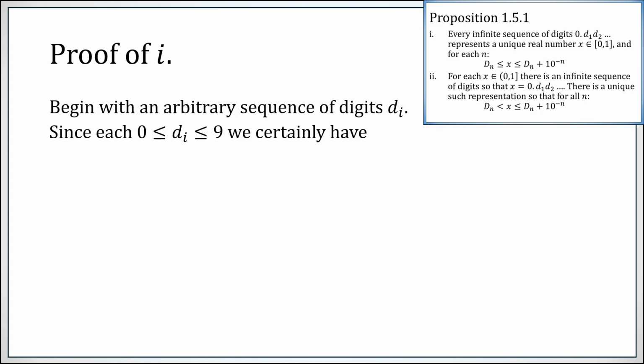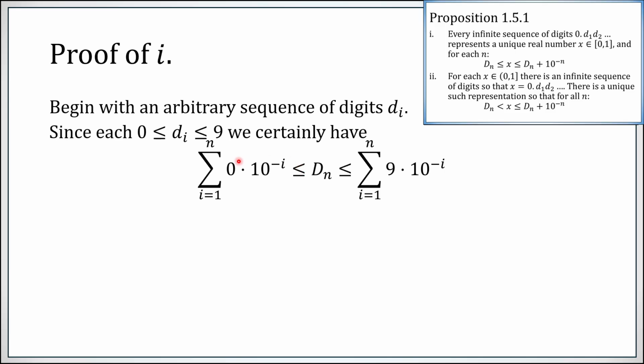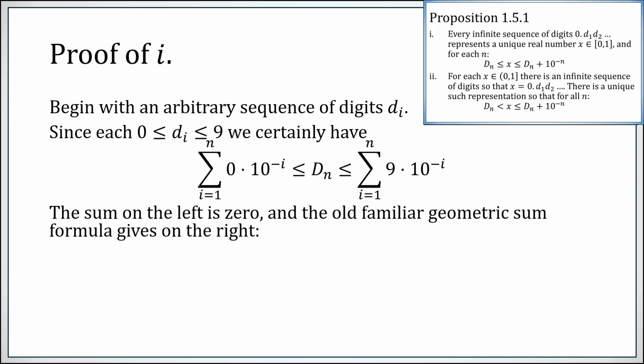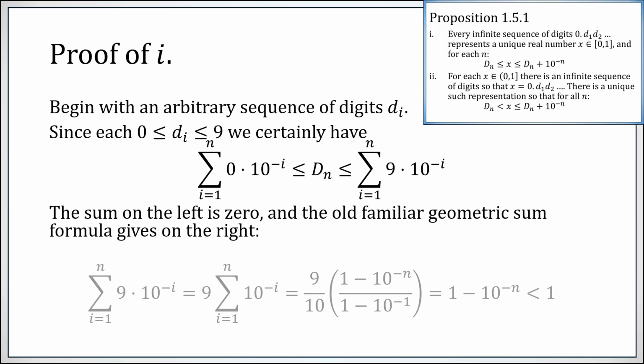Since every digit is between 0 and 9, certainly the sum of the digits is at least as big as all of them being 0 and not quite larger than all of them being 9. The sum on the left is just 0. It's a finite sum of a bunch of zeros. And one may prove the geometric partial sum formula, which will give a concrete expression for the right, being 1 minus 10 to the minus n, which is 1 minus something, definitely less than 1. So no matter what decimal expansion you have, every truncation is between 0 and 1.